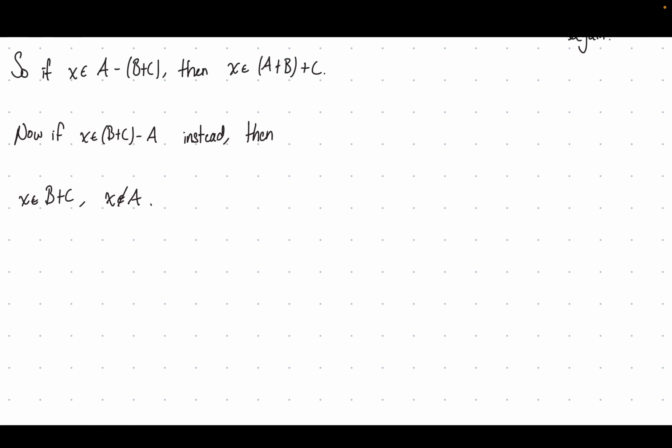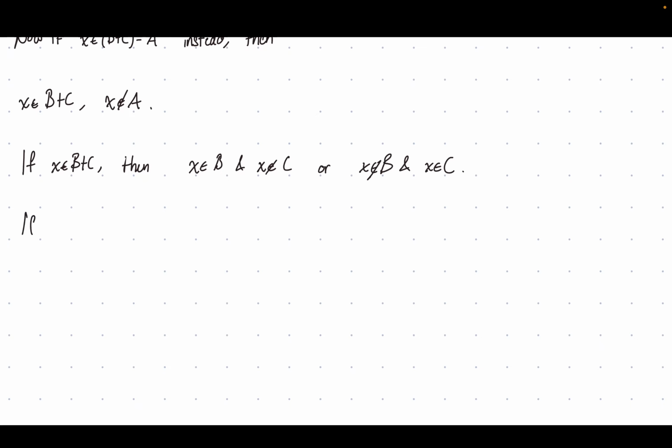Okay, if x is in B plus C, then x is in B and x is not in C, or x is not in B and x is in C. This is just by the definition of the symmetric difference. So I've been dreading recording this video for a while, but we're here.